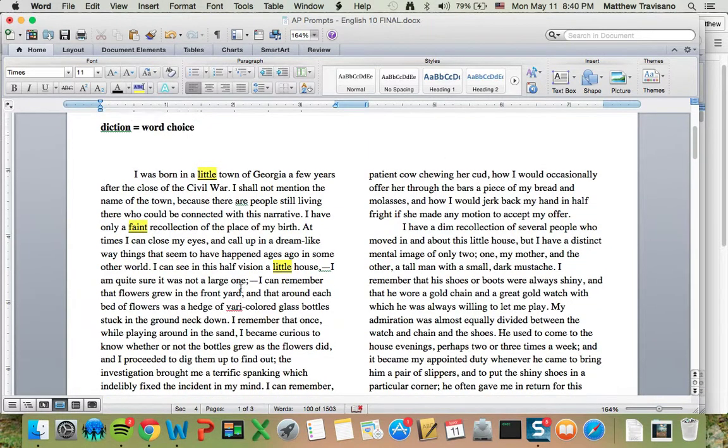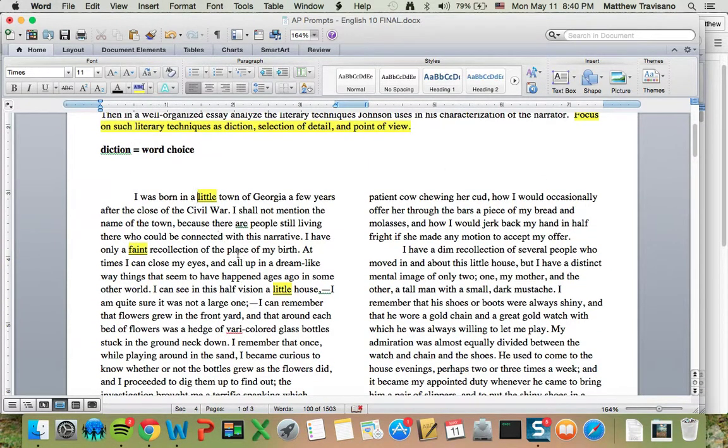And the diction reveals that. The diction reveals to us that he's not particularly proud. He makes things seem smaller than they were. He has a faint recollection of things. Not crazy about this place. And there are many other examples in this passage of this idea of diminishing something, making it seem smaller or insignificant. So that's diction.